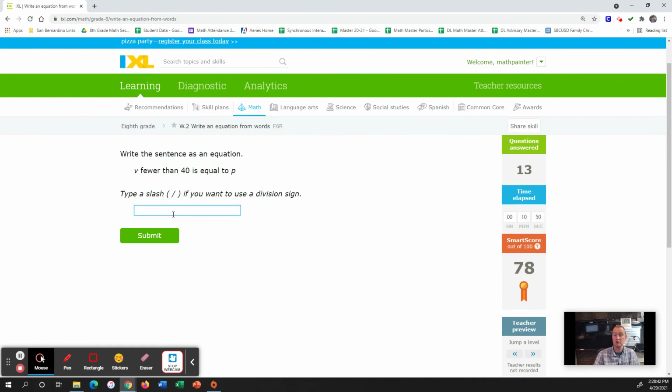Okay, this looks like our last problem. Our goal is to get up to 80. So we got V fewer than 40 is equal to P. So watch out for that word than. So I'm going to write this one out separately because I do not want to miss this last problem because I'm so close to being done. So fewer and than means we're going to switch 40 and V, and the word fewer means subtract, and equal means literally equal. So let's go ahead and apply that. So we got 40 subtract V is equal to P. So V fewer than 40 equals P.